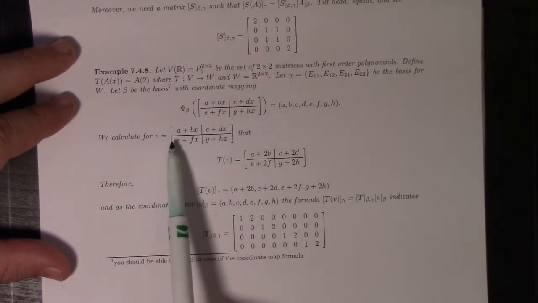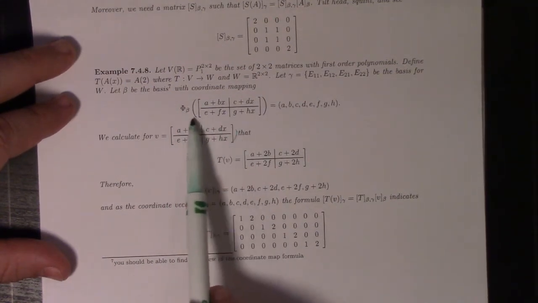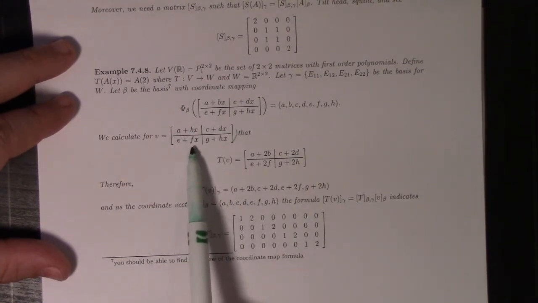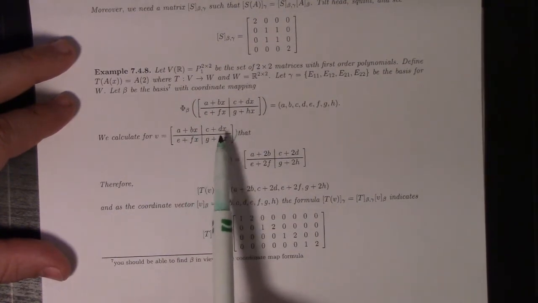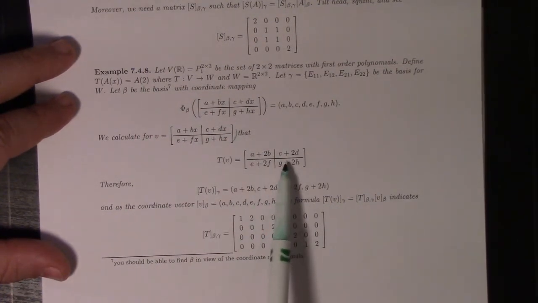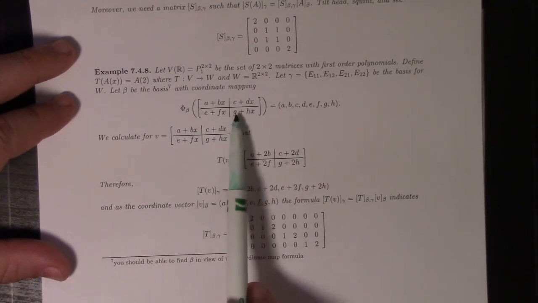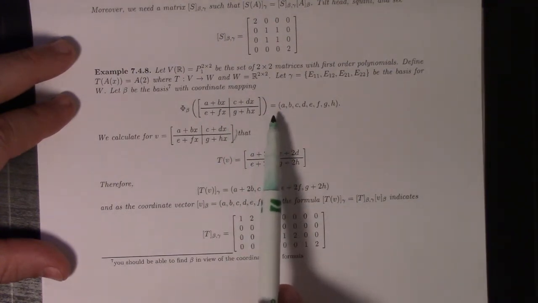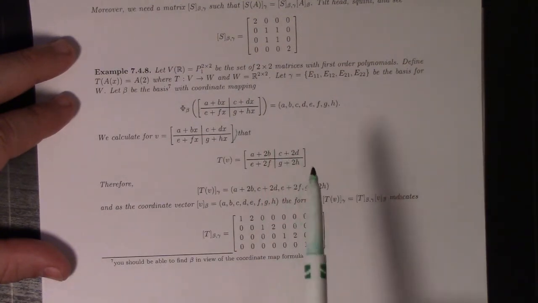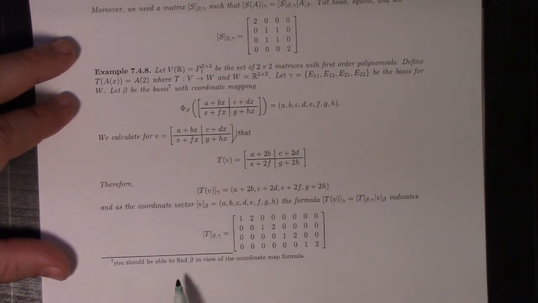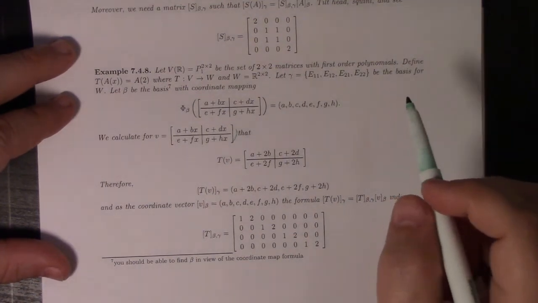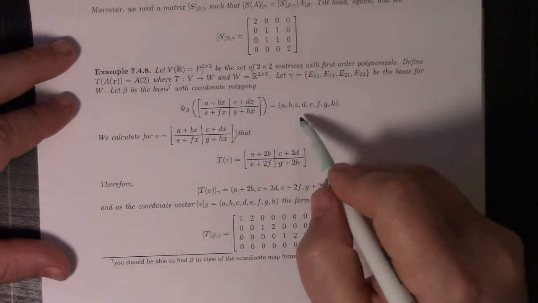So for this V, this is my generic vector in V, a matrix of first order polynomials. Just take x, set it equal to 2. That's the action of the map. So that gets me this. So the coordinate vector of this with respect to the basis, what basis did I give here? Did I ever state the basis? Oh, I say you should be able to find the basis in view of my coordinate formula. Well, whoop-de-doo. All right, so I'll tell you the basis.